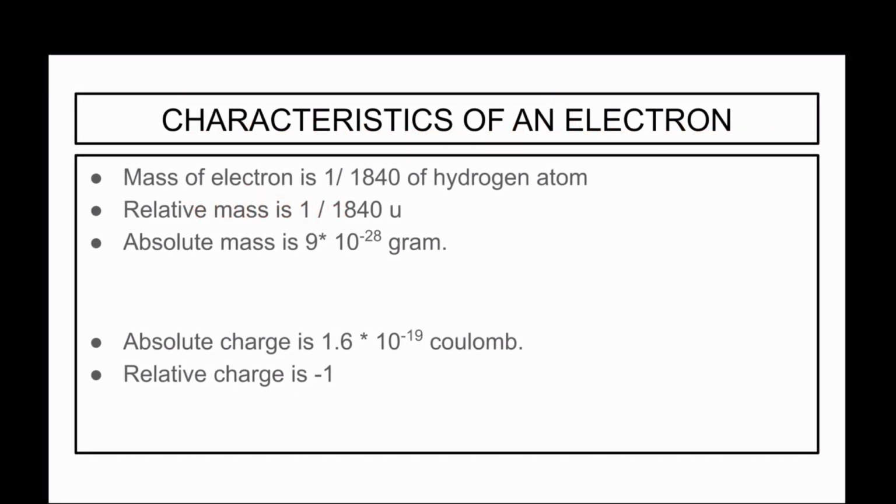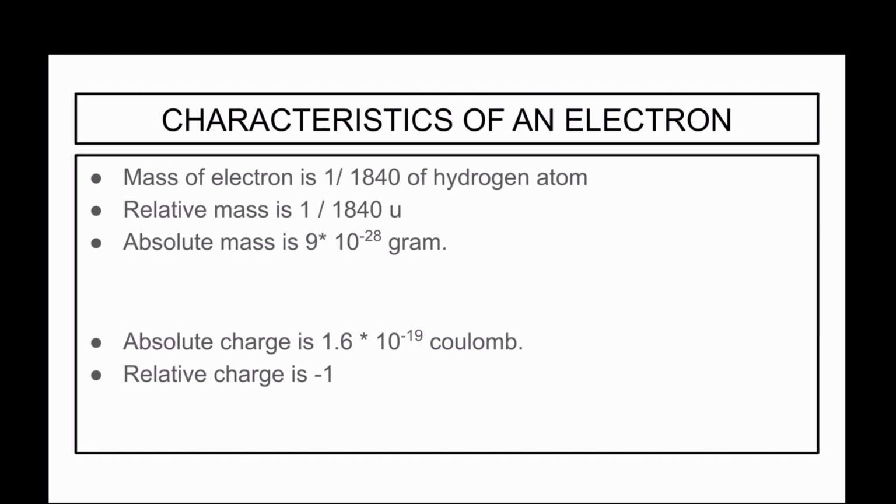The characteristics of an electron. The mass of an electron is 1/1840 of a hydrogen atom. Relative mass is 1/1840 u. Absolute mass is 9 multiplied by 10 to the power minus 28 gram. Absolute charge is 1.6 multiplied by 10 to the power minus 19 coulomb. And relative charge is -1.